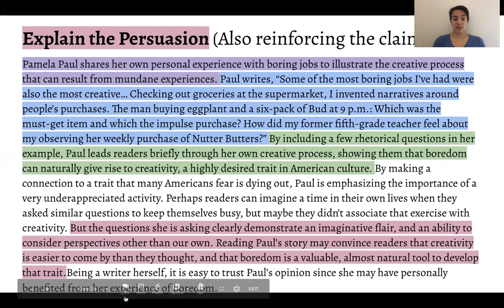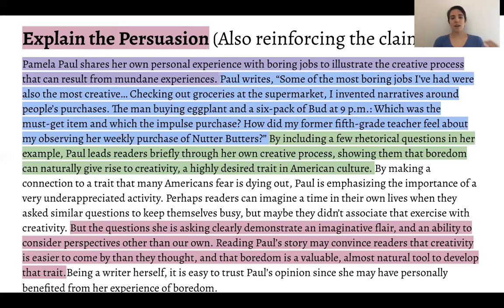That's kind of like the final part. But you'll notice that I didn't actually make it the final thing in my paragraph. I ended with, being a writer herself, it's easier to trust Paul's opinion. So even then, you can kind of play around with that, and you can see how it feels. So when I'm grading your paragraphs, I'm not really looking for that step by step, this is exactly the order that things need to go in. I'm looking to see, do you have some of those values and beliefs? Do you try to explain how the example that you're using is persuasive? Do you touch on some of the ways that this ties in with her overall claim?